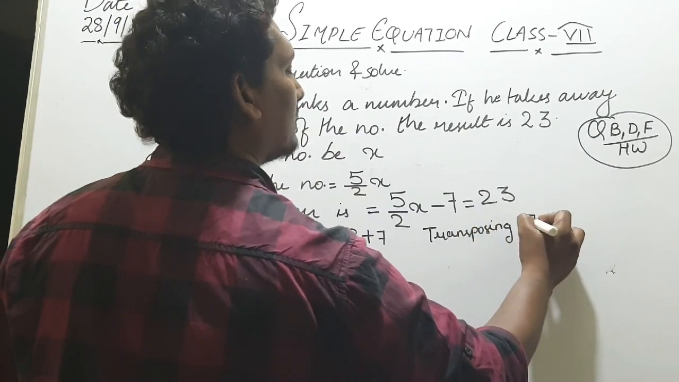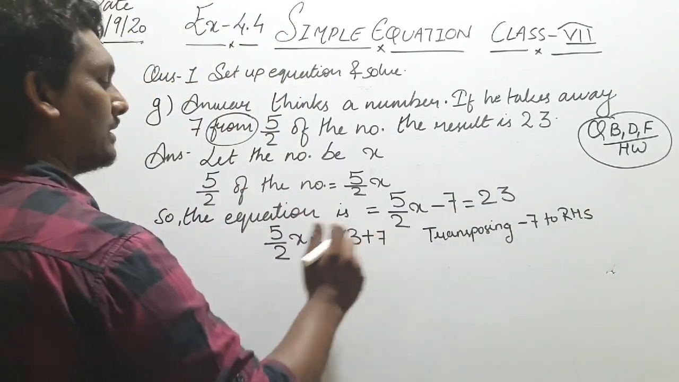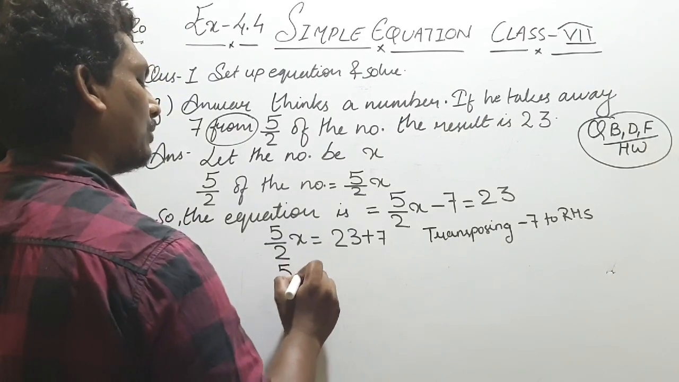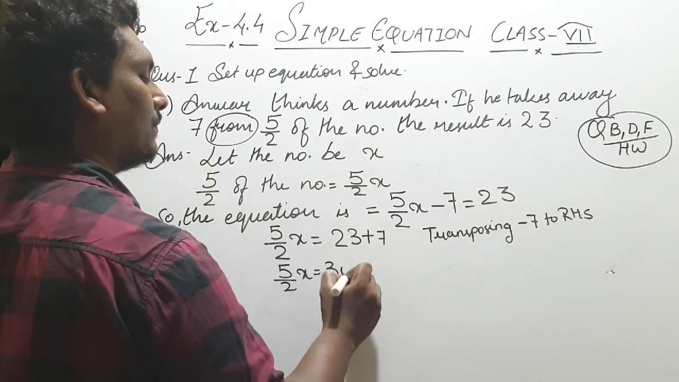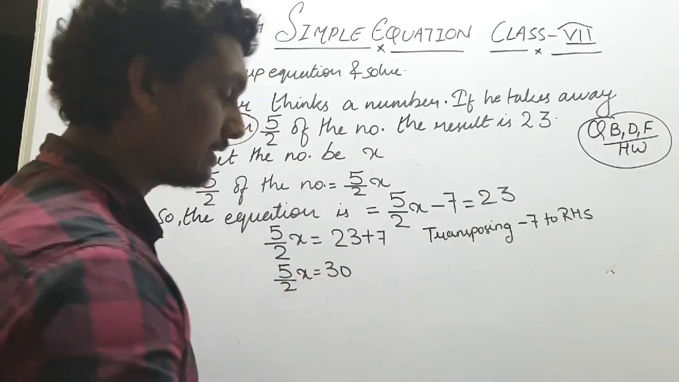Transposing minus 7 to RHS. So minus 7 will become plus 7. So the equation is like this: 5 by 2 x is equal to 30. Right, now we have to find the value of x here.